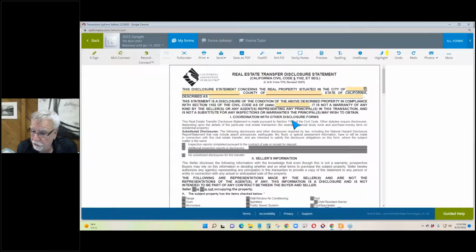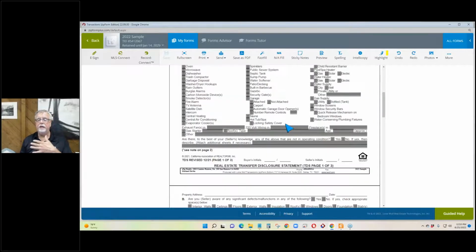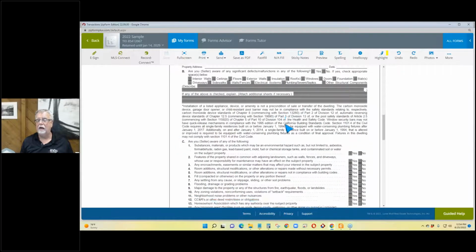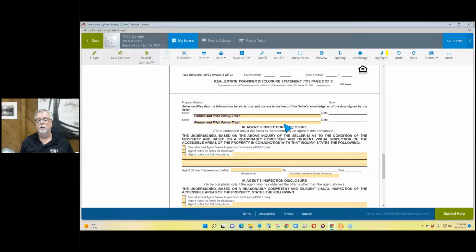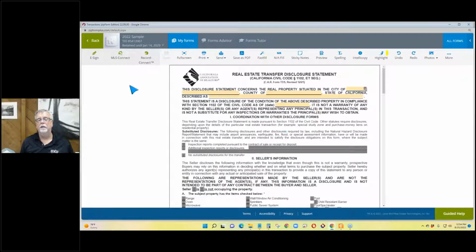Now, one of the things that you're going to notice is that as an agent, some of it is redacted. Is that the right word? Blacked out, well, sort of dark grayed out. And everything that you see that is dark grayed out, you as the agent cannot complete. You can only complete the parts that are sort of in that yellowish, orangish one.